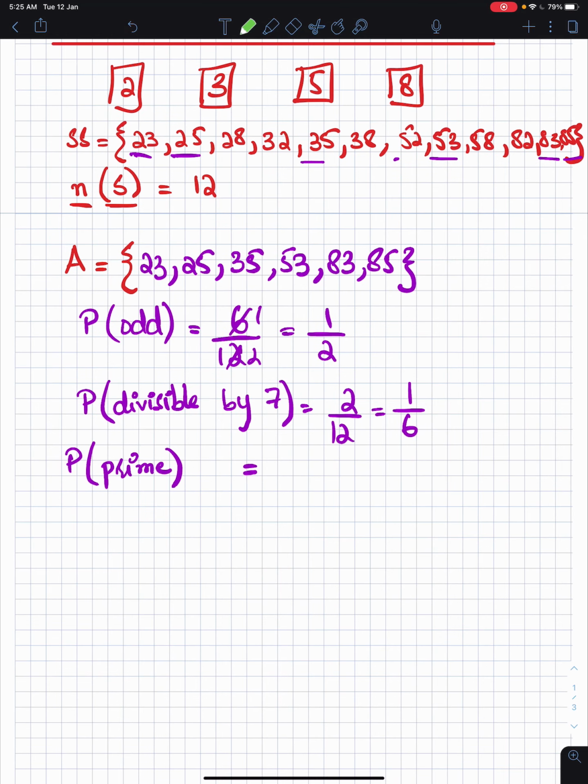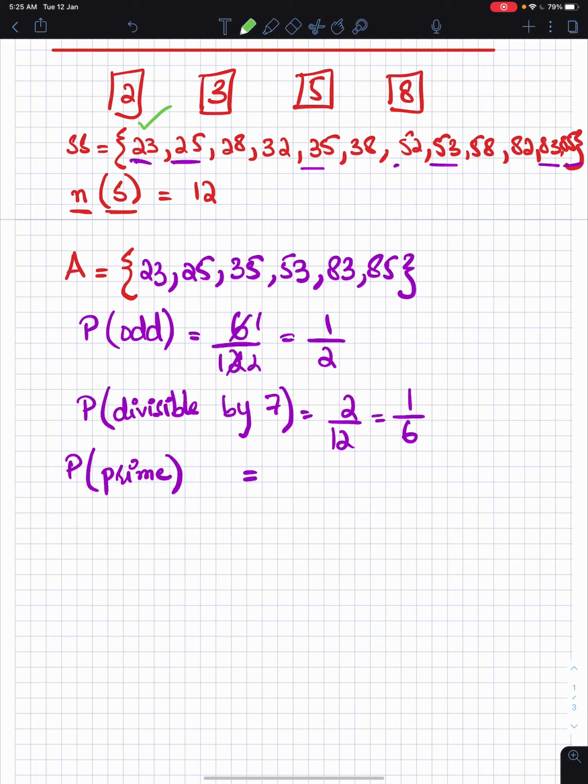So now we have to find out the prime number. So 23 is a prime number, 53 is a prime number, and 83 is a prime number. So total prime numbers are 3 divided by the total number, which is 12. So we get 1 over 4 after simplification.